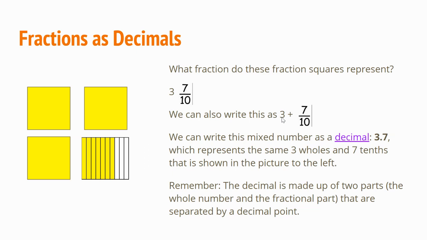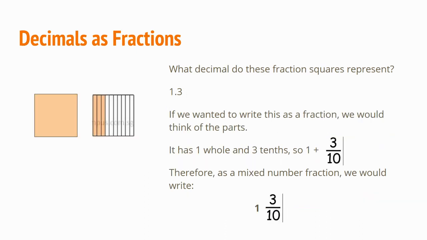And we can take this mixed number and convert it into a decimal, which we can say as 3.7 or 3 and 7/10. Remember, that decimal point also says "and," 3 and 7/10. Remember that the decimal is made up of those two parts, the whole number and the fractional part, with a decimal point that's separating them.